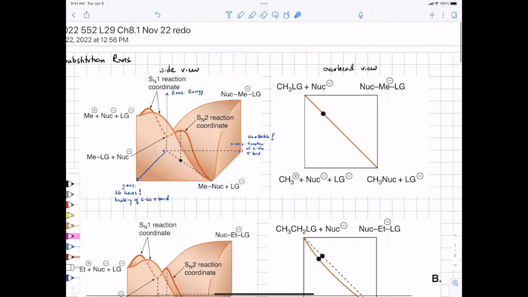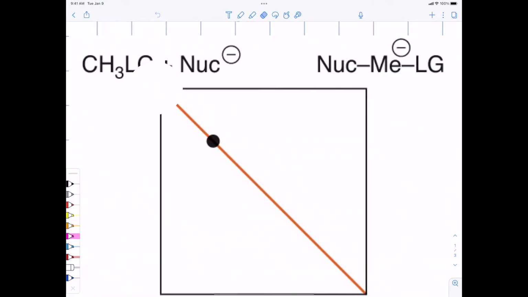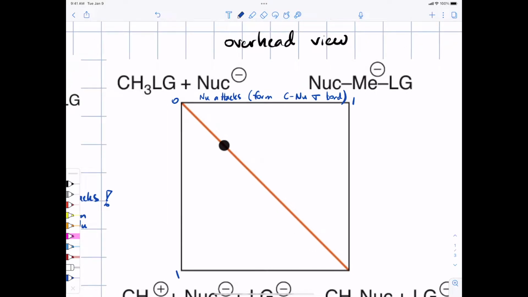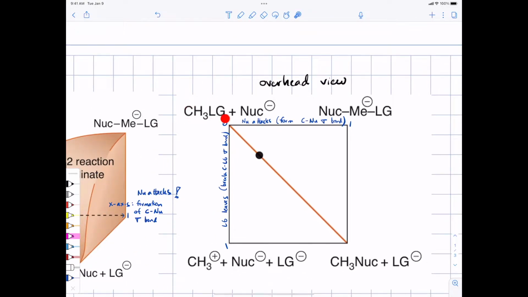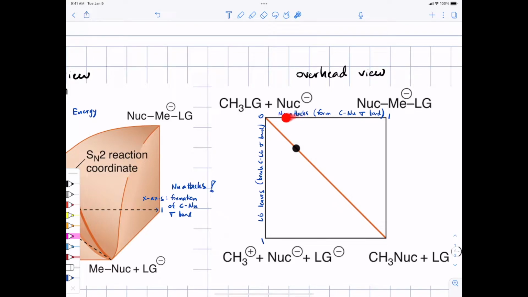I'll just point out that in this overhead view, thinking from 0 to 1, this is nucleophile attacks. We form the carbon nucleophile sigma bond. And then here is leaving group leaves. We break the carbon leaving group sigma bond. And the molecules or species that we would have at each corner of this plot give a sense for what's happened as we go from one side to the other.